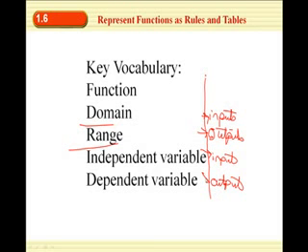If the gas costs $2 a gallon, you put in 1 gallon, your cost is 2. You put in 2 gallons, it's 4. So your dependent variable depends on what your independent variable does. We'll do a few examples and go through those.